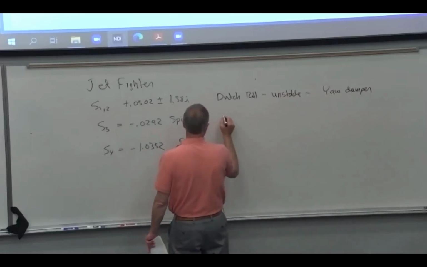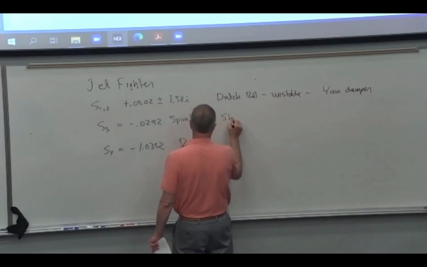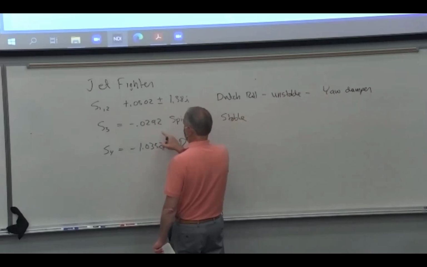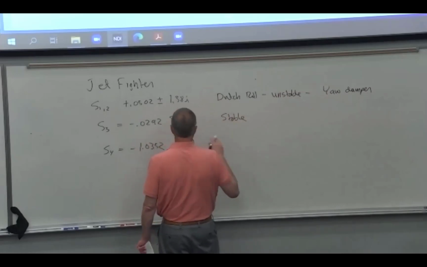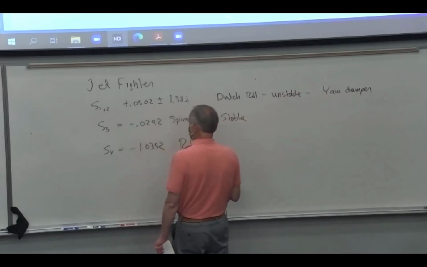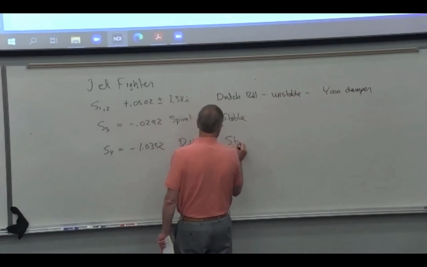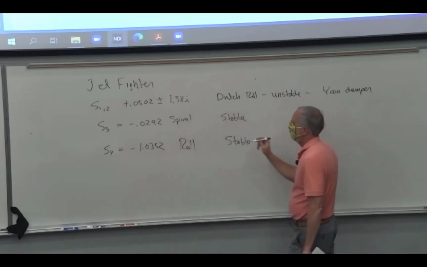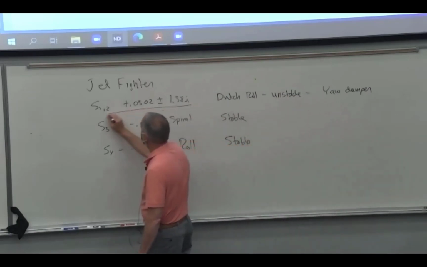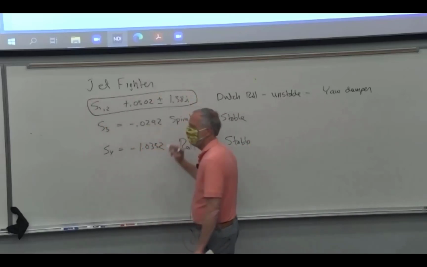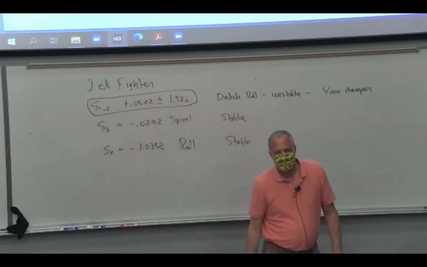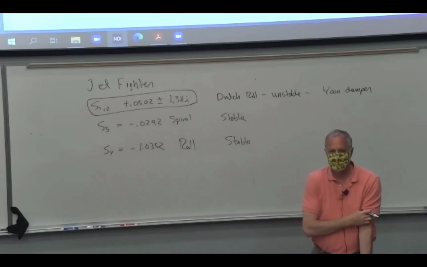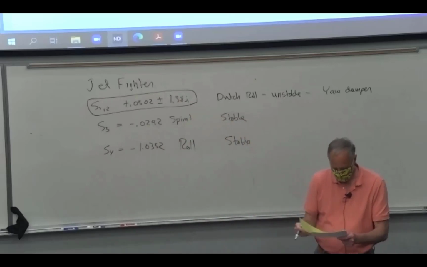Spiral mode is stable. And it's okay, it meets specs. Again, it's a slow divergence or convergence to drifting of heading. And then the roll mode is stable. So that looks good. So on some, again, the same deal, the aerodynamics took precedence over the aircraft design. And so they fix up the unstable Dutch roll mode with active feedback control.